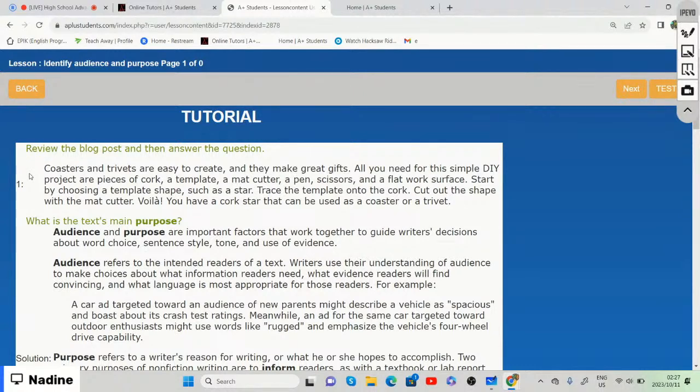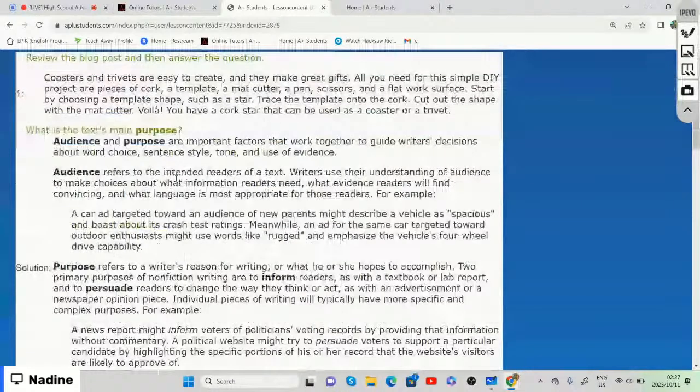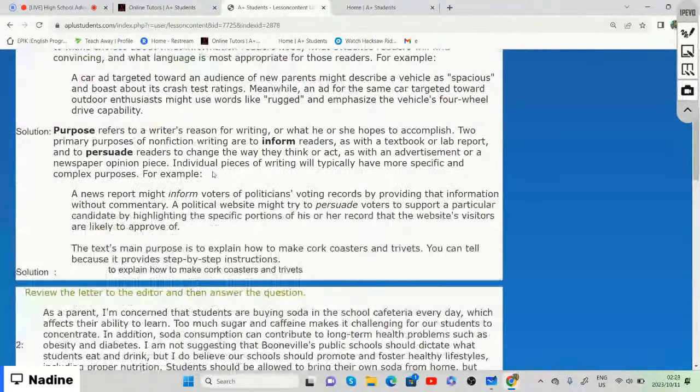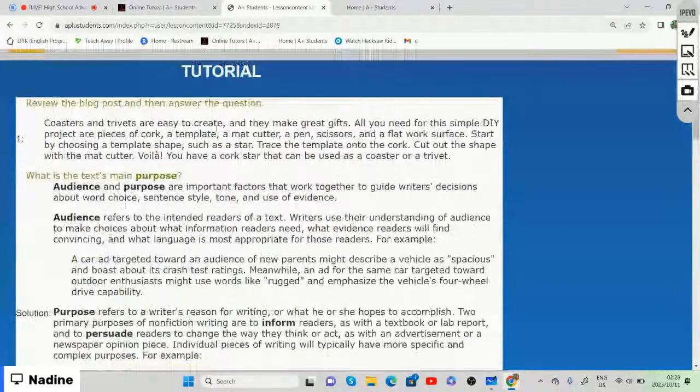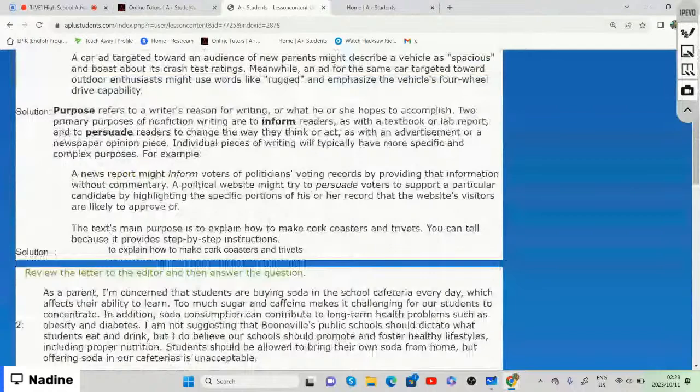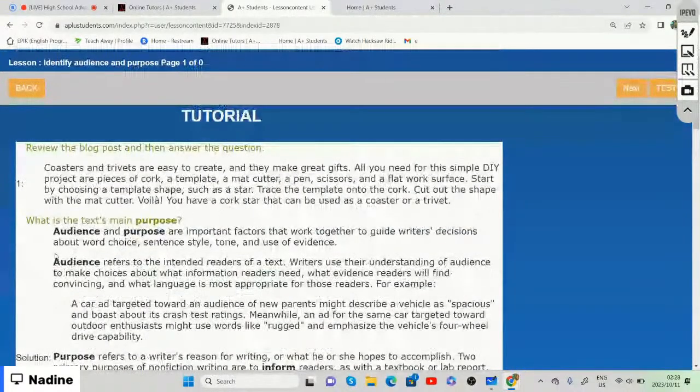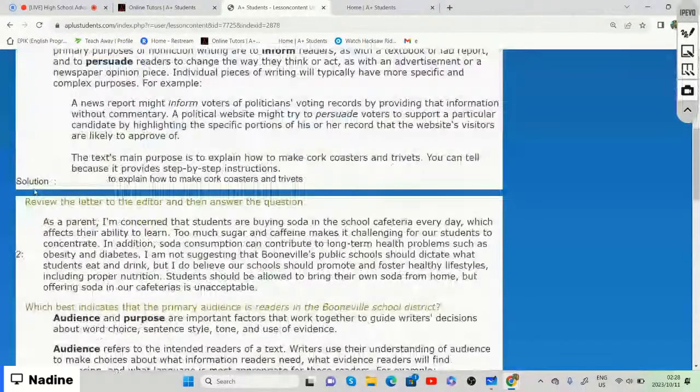So if we now look at this sentence, the question is, we need to review the post and then answer the question. All right. So when it comes to the very first text, the coasters and trivets are easy to create. The text's main purpose is to explain how to make cork coasters and trivets. And you can tell because it provides step-by-step instructions as to how to make these cork coasters as well as trivets. So basically, the main purpose of this text is to explain how to make cork coasters.